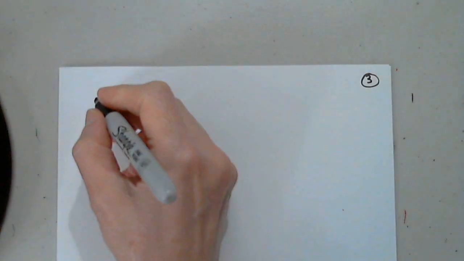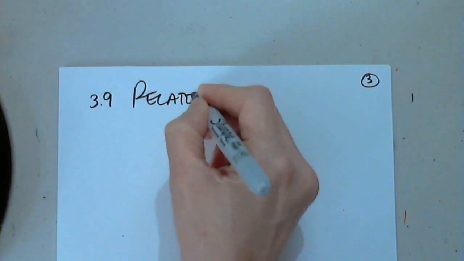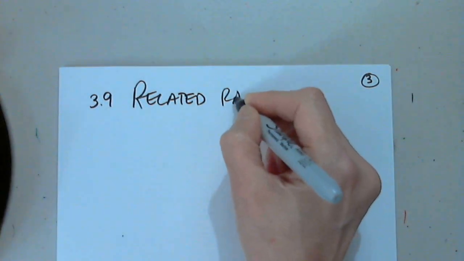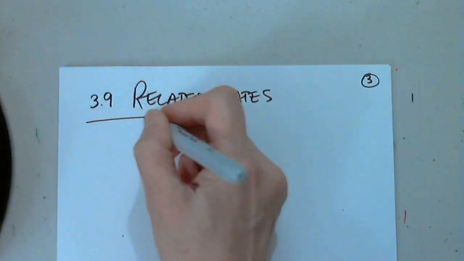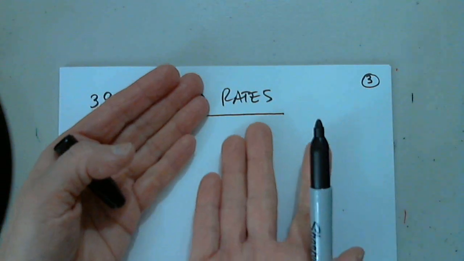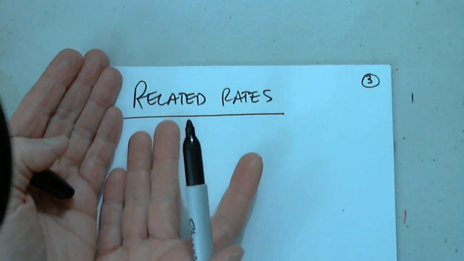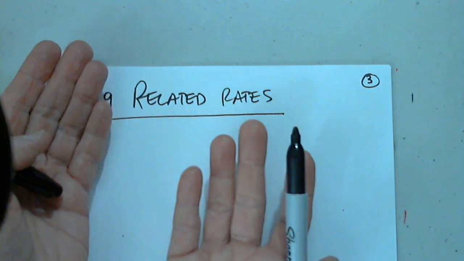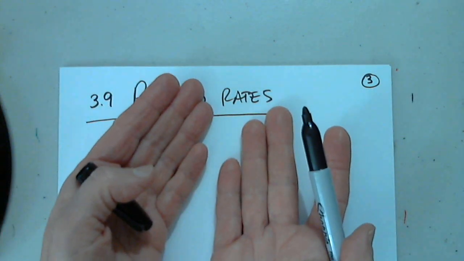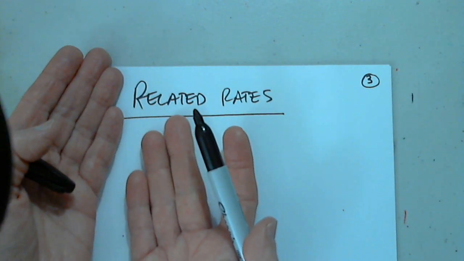Okay, in that case, let's finalize this chapter with 3.9, related rates. So what is this all about? Derivatives that are in a relationship. Some derivatives that are found in a relationship in an equation, in other words.